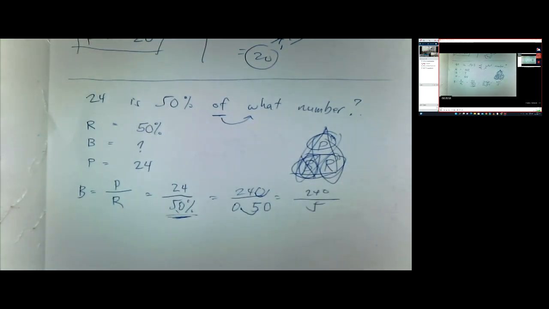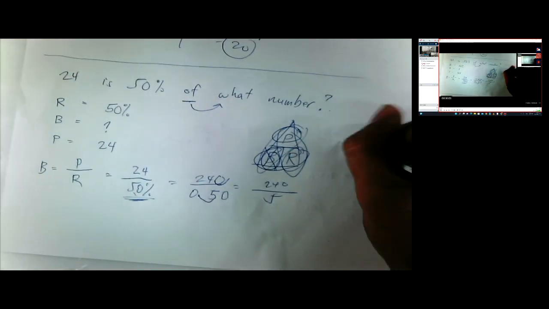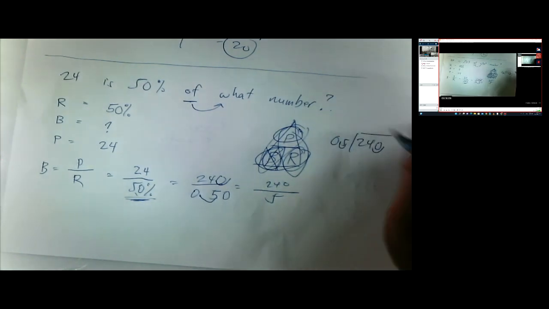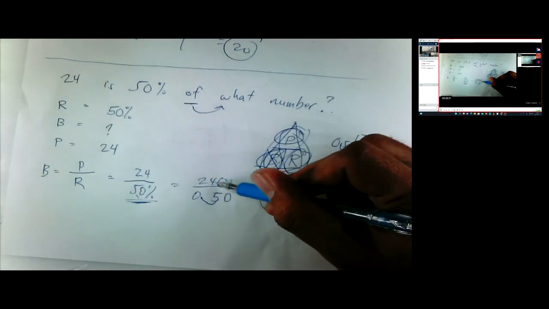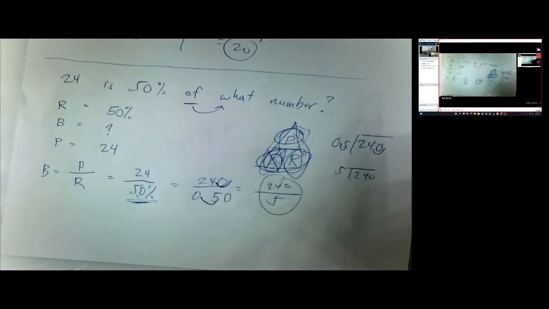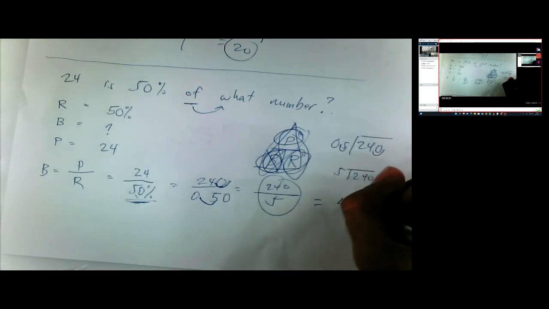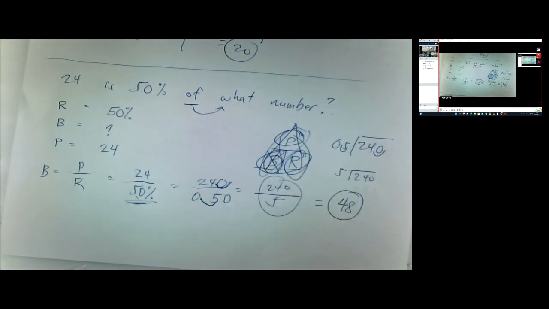You studied this, right? 24 divided by 0.5. We need to move 1, so we're also going to move 1, and we are going to add 0. You understand? That is 240 over 5. Same here. If you move the decimal point, you're also going to move the decimal point. And the answer here is 48. Meaning that 24 is 50% of 48. Do you understand?